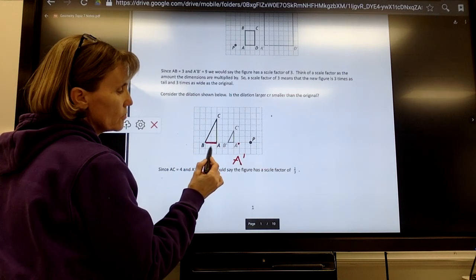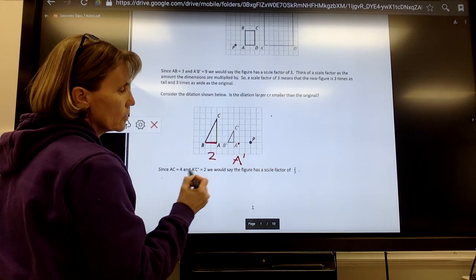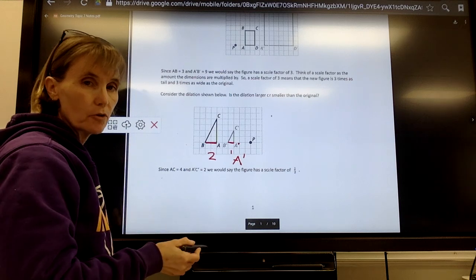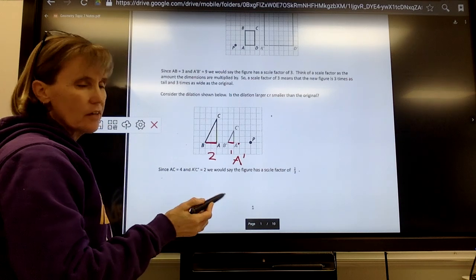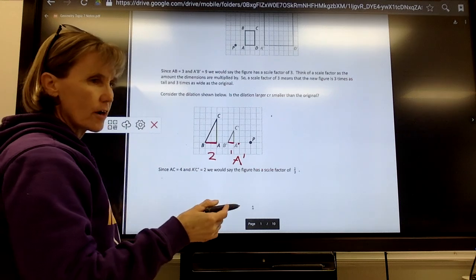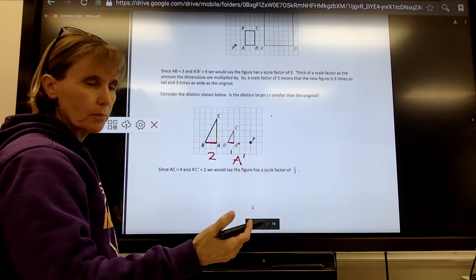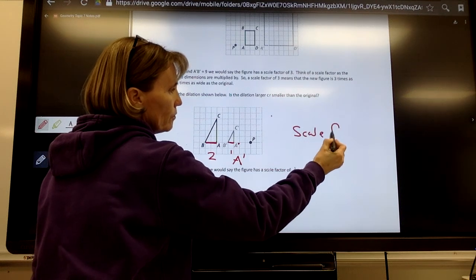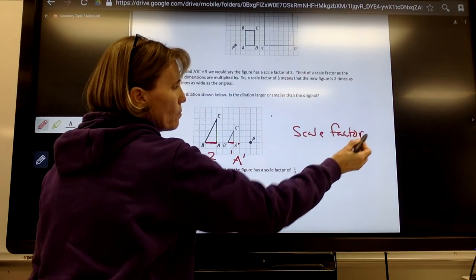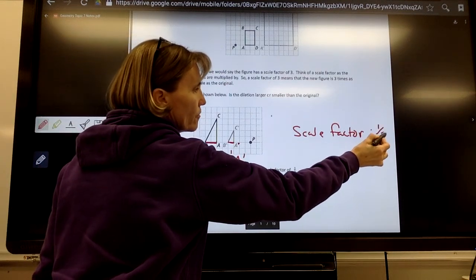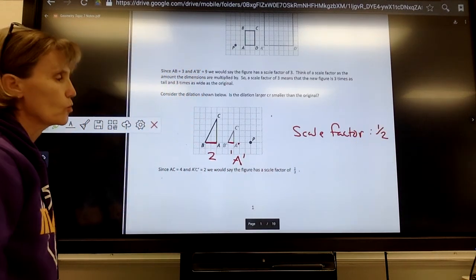So here we started from side B to A. We started with 2 units, but in the dilation, it's now only 1. What happened to it? Well, instead of saying that it was divided by 2 or it was cut in half, scale factors are products. It's what are we multiplying by. So in that case, the scale factor, what do I multiply 2 by to go back to 1? Well, that's half of it. I'm going to multiply it by the fraction 1/2.